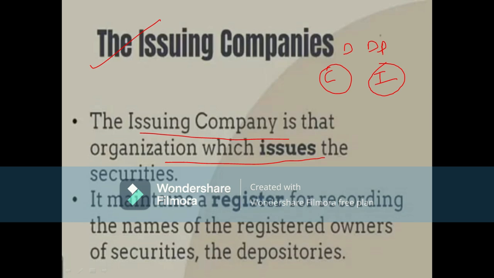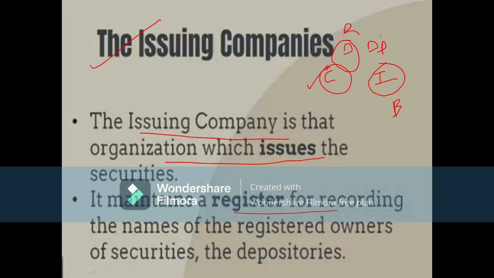It maintains a register for recording the names. So definitely the company should maintain the register for recording the names of the registered owners. The investor is known as the beneficial owner, but who is the registered owner? The depository is considered as the registered owner.